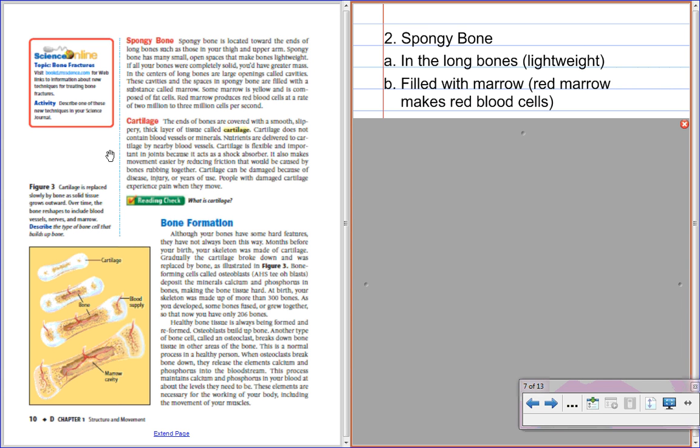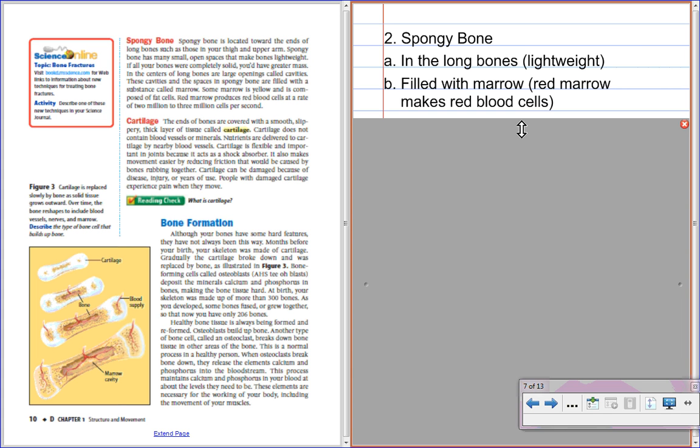Cartilage is flexible and important in joints because it acts as a shock absorber. It also makes movement easier by reducing the friction that would be caused by bones rubbing together. Cartilage can be damaged because of disease, injury, or years of use. People with damaged cartilage experience pain when they move.